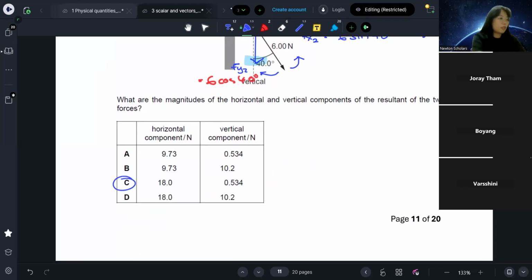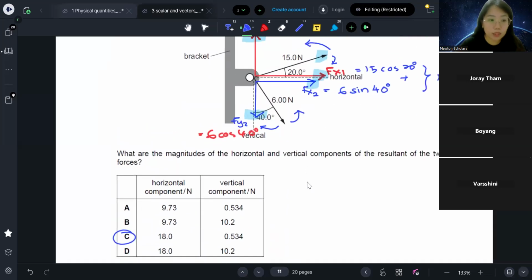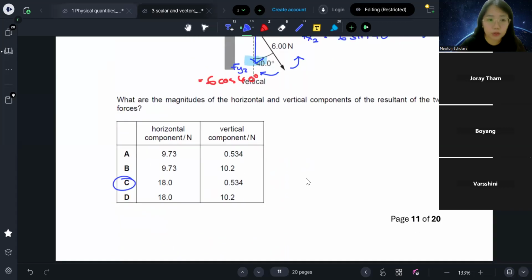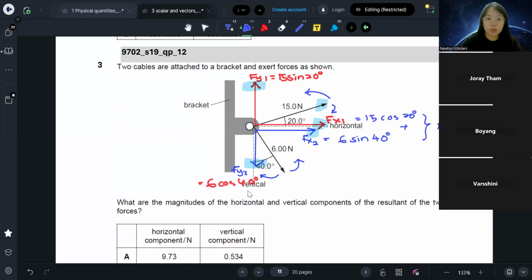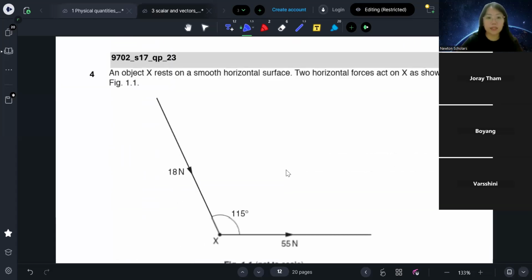Okay, can I proceed, dear? Any question? Or do I need to write in very complete working steps for you? Let me know. Okay, so you're using 15 sine 20 minus 6 cos 40. Okay, settled.